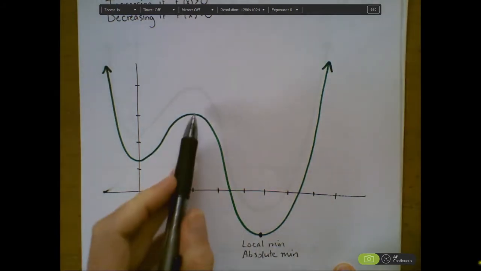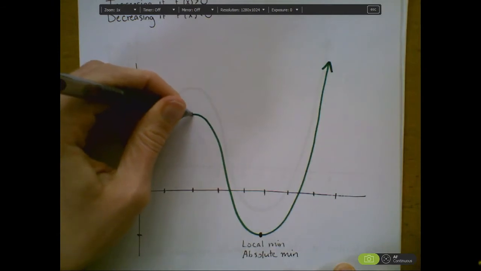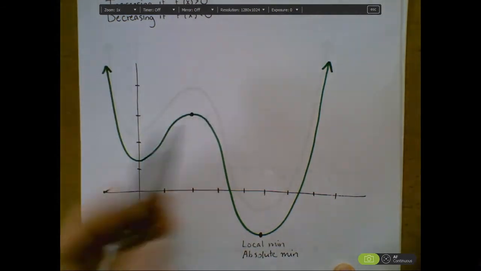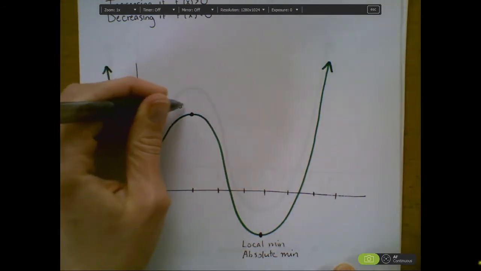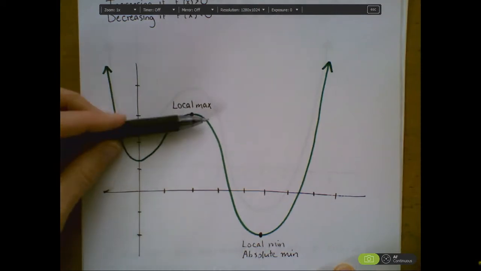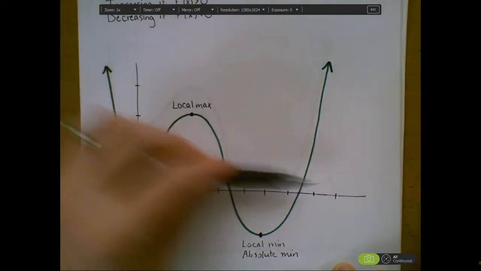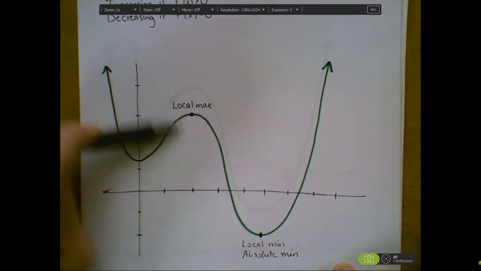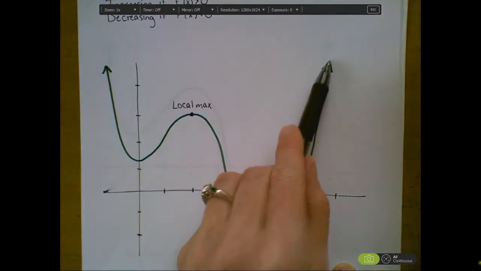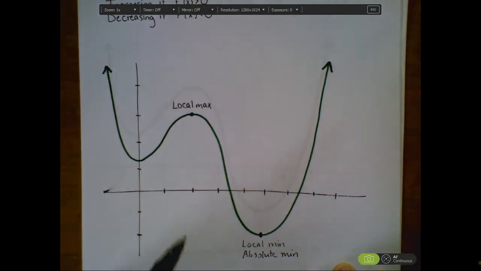If I look over here on the graph, we see at this point, this is a point that is higher than the points nearby, so this is a local max. But it's not the absolute max because even though it's the highest one right here in this local neighborhood, there are values that get bigger and bigger and bigger over here on this side of the graph and over here on this side of the graph.